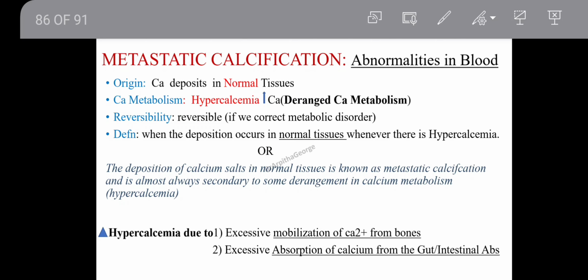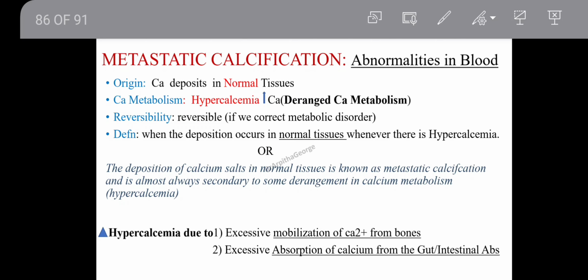And we'll see the definition. It is deposition occurring in normal tissue whenever there is hypercalcemia. The deposition means the deposition of calcium salts. I have already written: deposition of calcium salts in normal tissue due to deranged calcium metabolism. In the bracket, you can write hypercalcemia, meaning increased calcium.